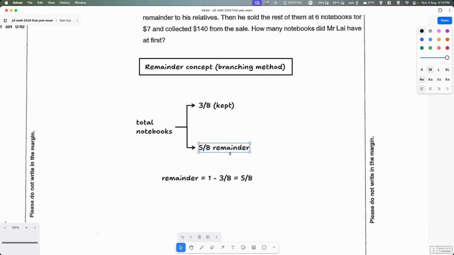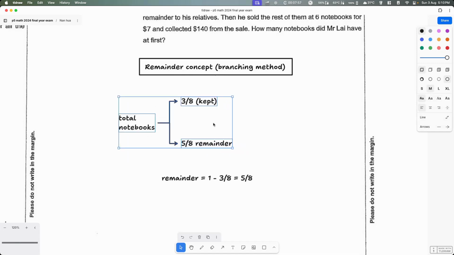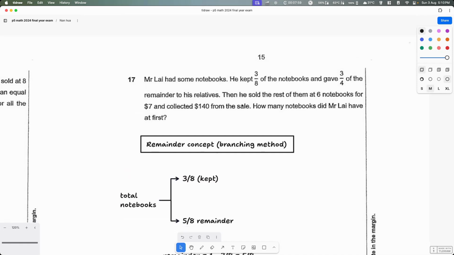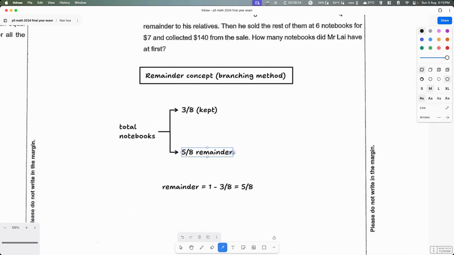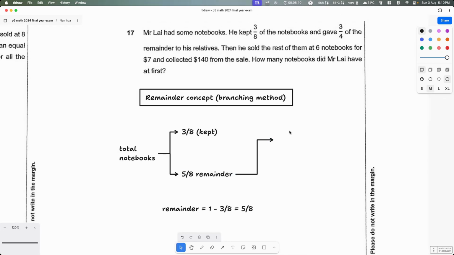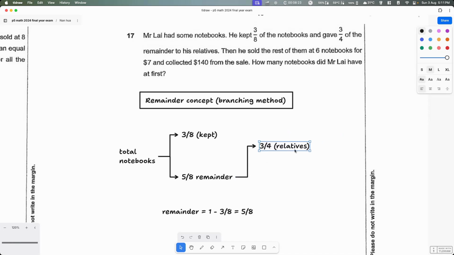Okay, then let's move on to the next part. So he gave 3/4. From the remainder, he gave 3/4, right? I want to make it short. So 3 out of 4 to his relatives. I'm just going to connect this to this part. Okay, so 3/4 to his relatives.